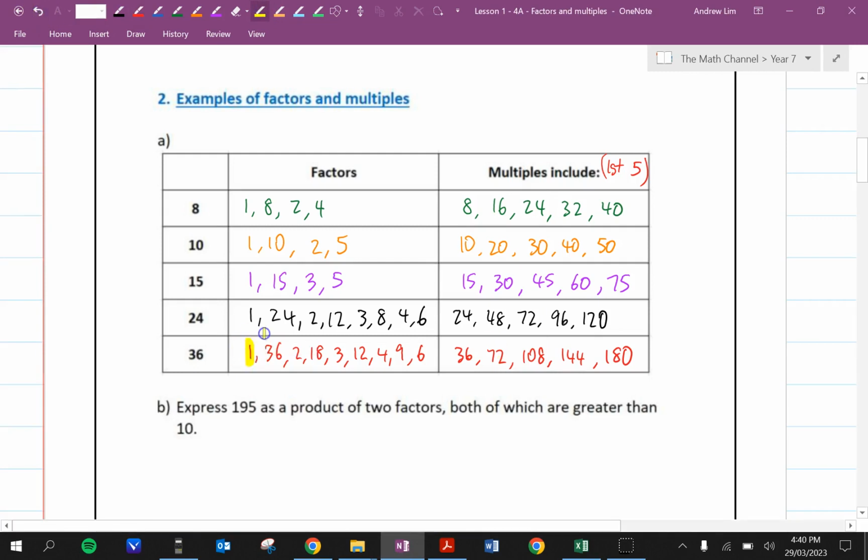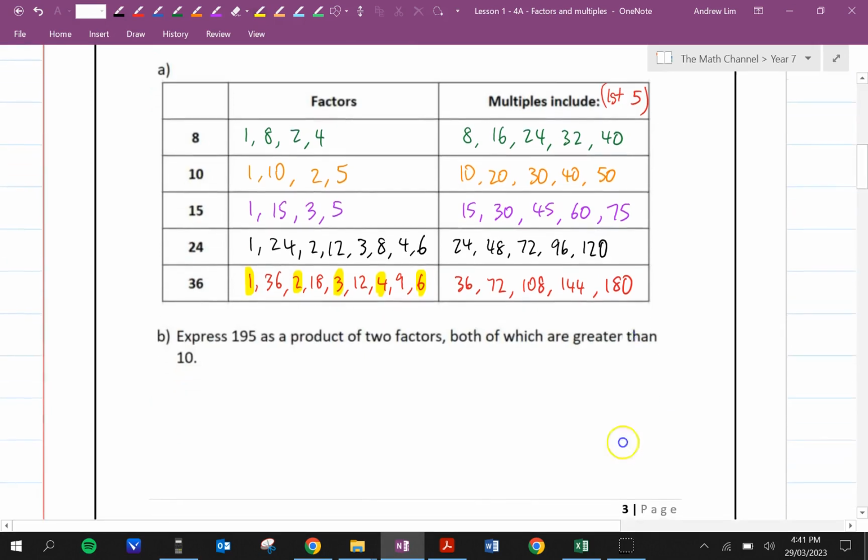And you'll notice here that I'm going from 1 times 36 is 36. Then I'm starting with the next number, 2. 2 times 18 is 36. 3 times 12 is 36. 4 times 9 is 36. 5, can't do it. 6 times 6 is 36. And that's it. We don't need to do it anymore because we've come to the middle number, pretty much.